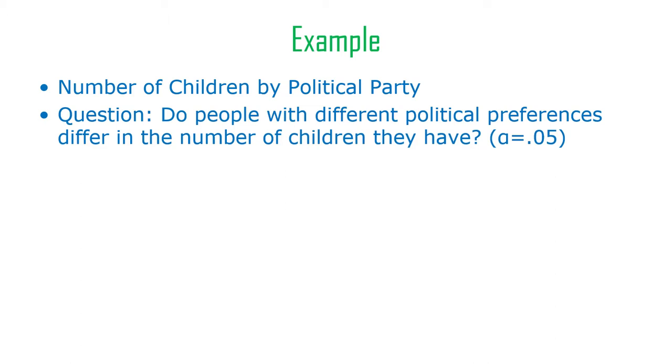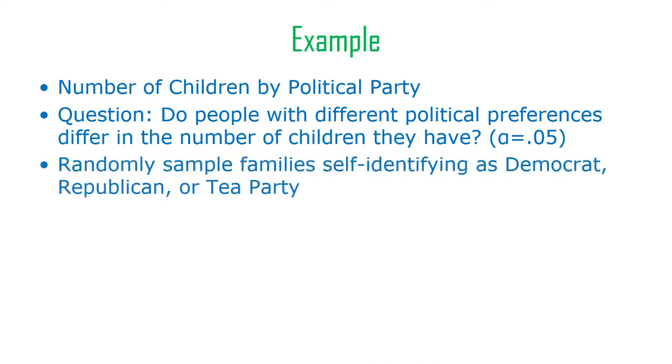That's kind of crazy. But our research question is whether people with different political preferences systematically differ in the number of children that they have in couples and in families. So that's what we're investigating right now. So let's assume somebody randomly sampled some families, self-identifying as one of three separate political orientations, parties, that sort of thing. And our hypotheses in ANOVA are always essentially the same.